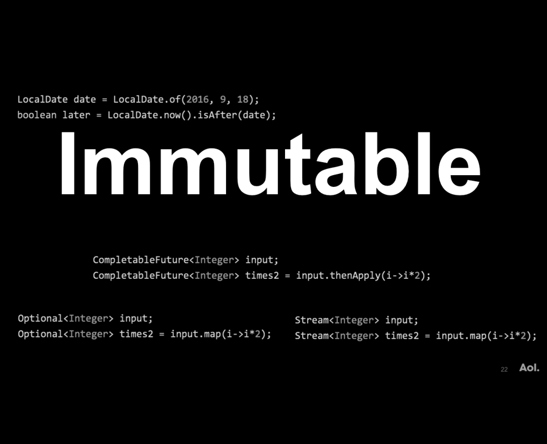So one of the nice things about Java 8 is that the new APIs it introduced were primarily immutable. The new datetime API, in contrast to the legacy date API in previous versions of Java, is immutable, and likewise with the cool new APIs that came in with completable future, optional, and stream, and so on.